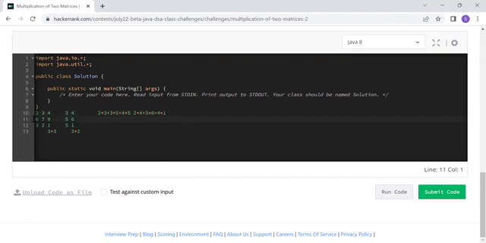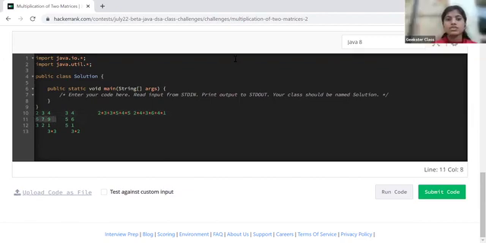When we go to the next row, who is this? Please mute yourself. Tachi, please mute yourself.